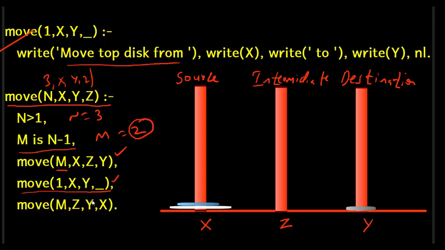Then next this will be executed. So move m, now our m is 2, and z is our intermediate, so z will come here, and the positions of y and x have changed. Then again, because of the backtracking property, this will be executed again. Now instead of n equal to 3 we'll have 2, and this will continue. It will be executed in such a way that this will come here, this will come here, then this will come here, then this will go here.